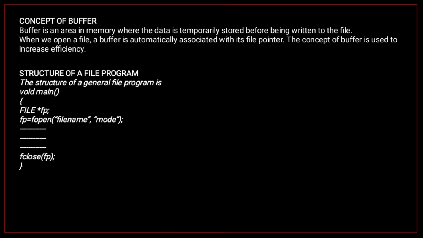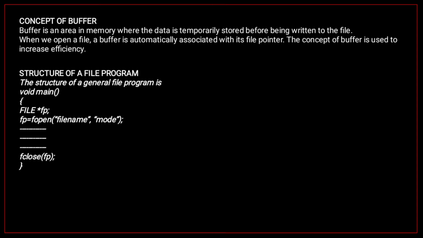Next, this is very important, the structure of a file program. Now this is the general format of the structure of a file program. The first, void main, opening curly bracket, FILE star fp semicolon, fp equal to fopen in bracket, double quotation, file name, double quotation mark close, comma, double quotation, mode, double quotation mark close, bracket close, semicolon, then fclose in bracket fp bracket close semicolon, and curly bracket close.